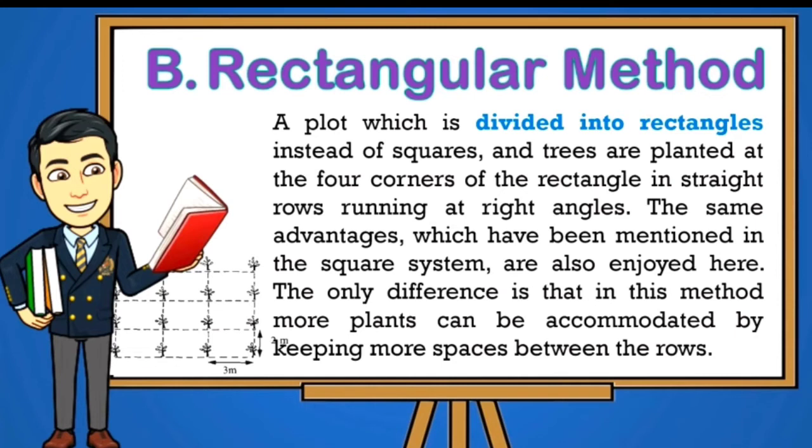B. Rectangular method. A plot is divided into rectangles instead of squares, and trees are planted at the four corners of the rectangles in straight rows running at right angles. The same advantages which have been mentioned in the square system are also enjoyed here. The only difference is that in this method, more plants can be accommodated by keeping more space between the rows.